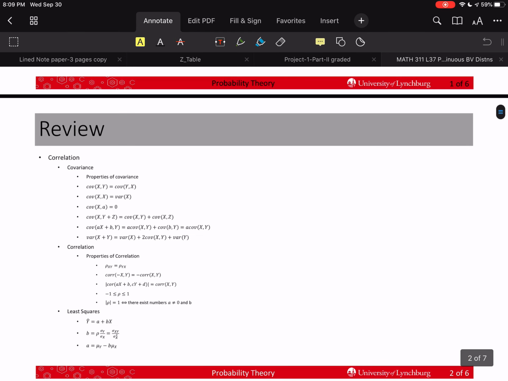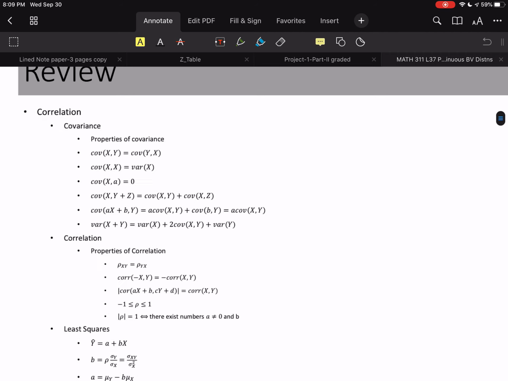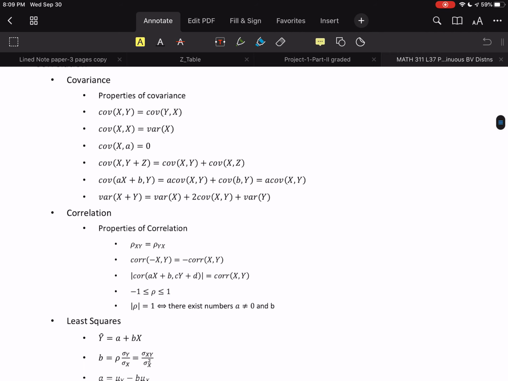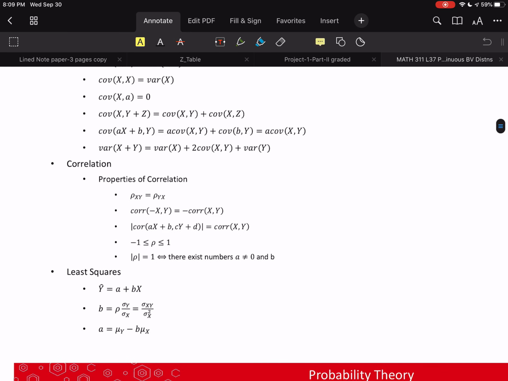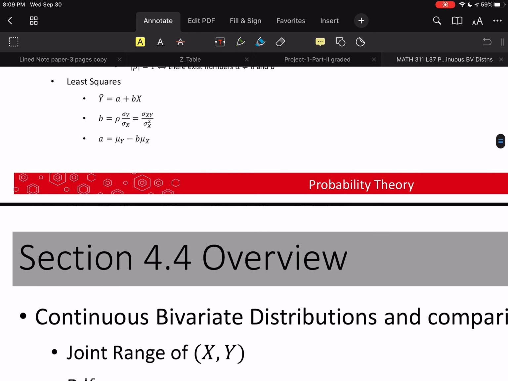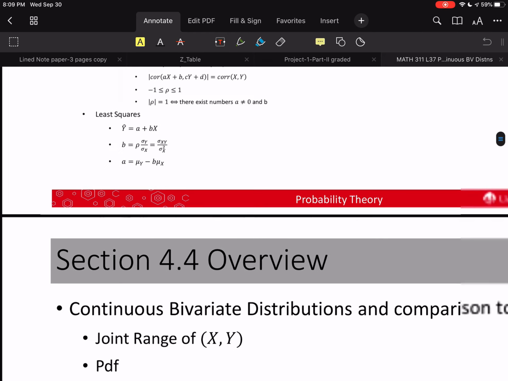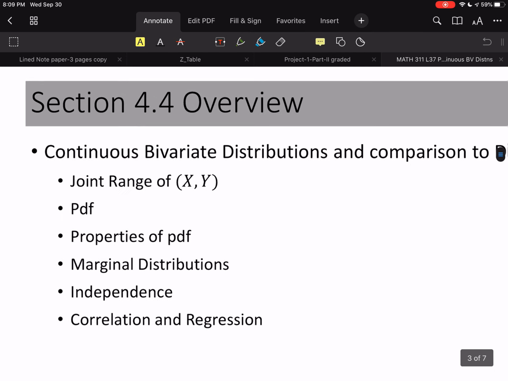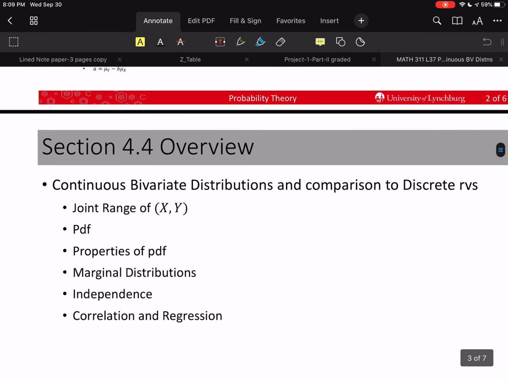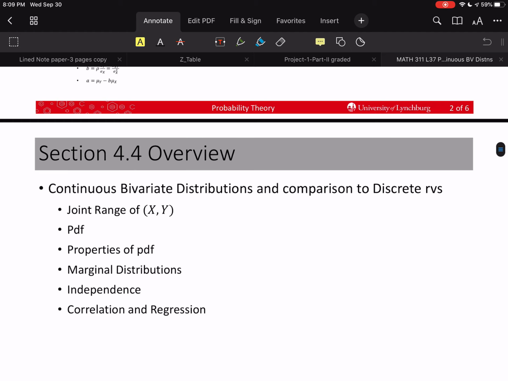So in the previous lecture video series, we talked about correlation. We talked about the properties of covariance, the properties of the correlation coefficient. We also talked about the least squares line, and in our last video, we did an example that took almost all of these calculations into consideration. So, in this section, we are going to talk about the continuous bivariate distributions, and we're going to compare them to the discrete bivariate random variables as well.